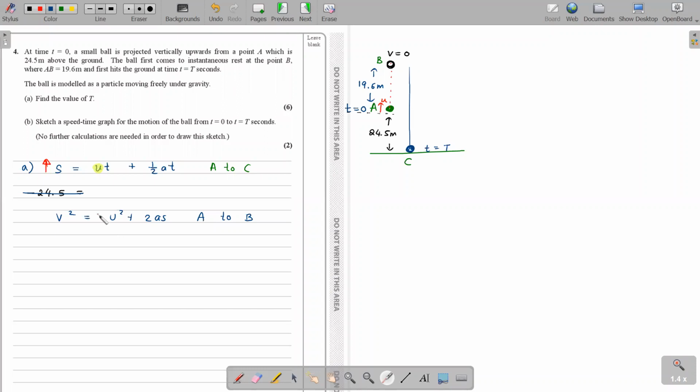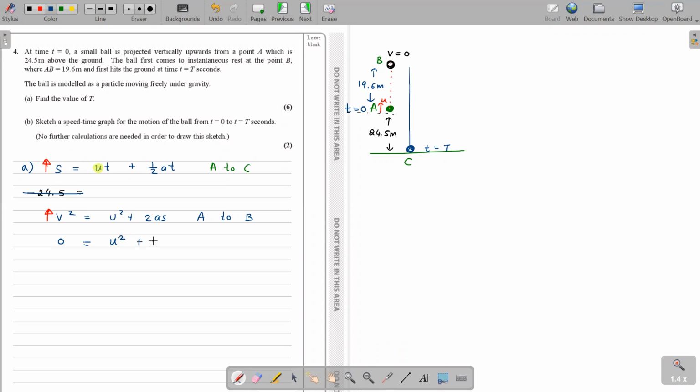Okay, so then let's find the value of our U, right? Let's find the initial velocity by applying V square equal U square plus 2AS from A to B. So what's our final velocity? At point B, we reach the maximum height. V will be 0. I'll apply this upwards, by the way. And what about U? Starting speed is what I'm trying to find.